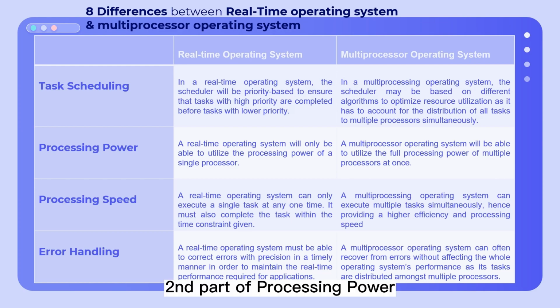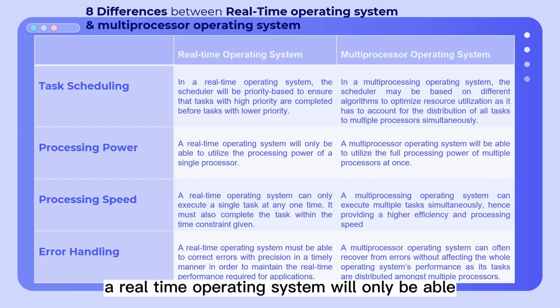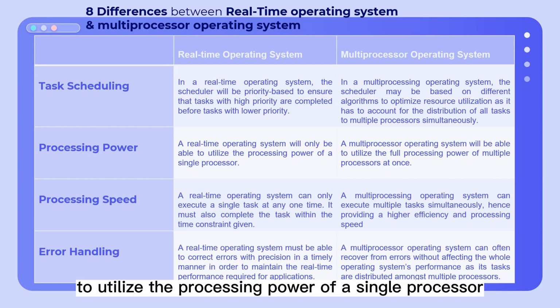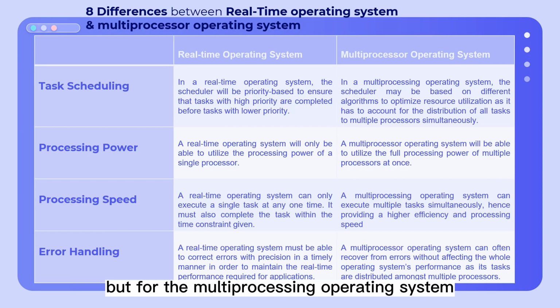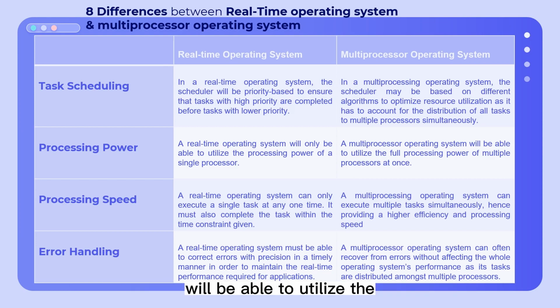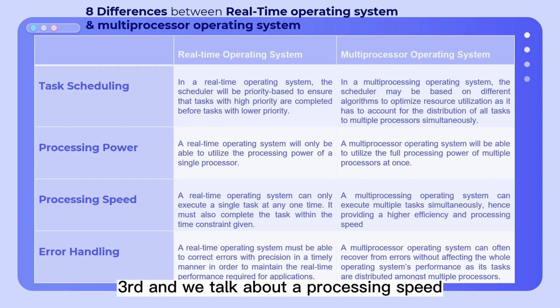Second part, I will go with the processing power. A real-time operating system will be able to utilize the processing power of a single processor. But the multi-processing operating system will be able to utilize the full processing power of the multiple processors at once.